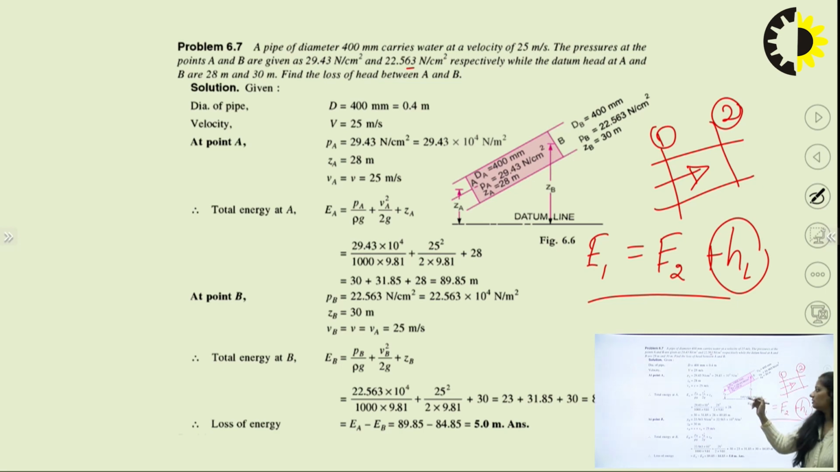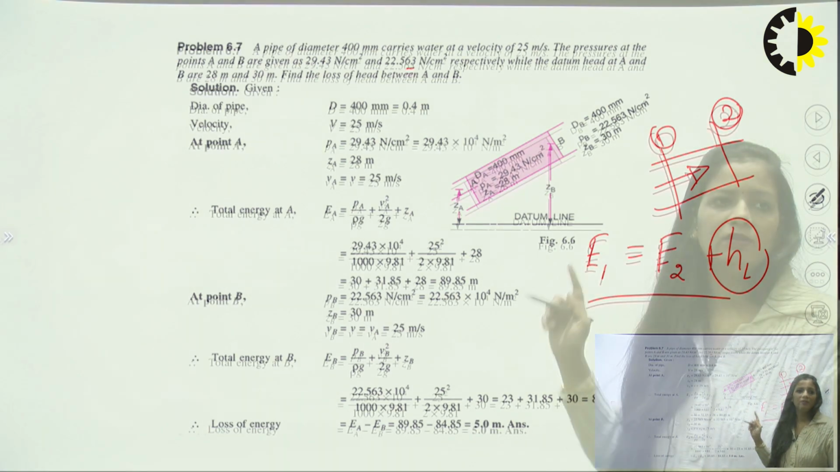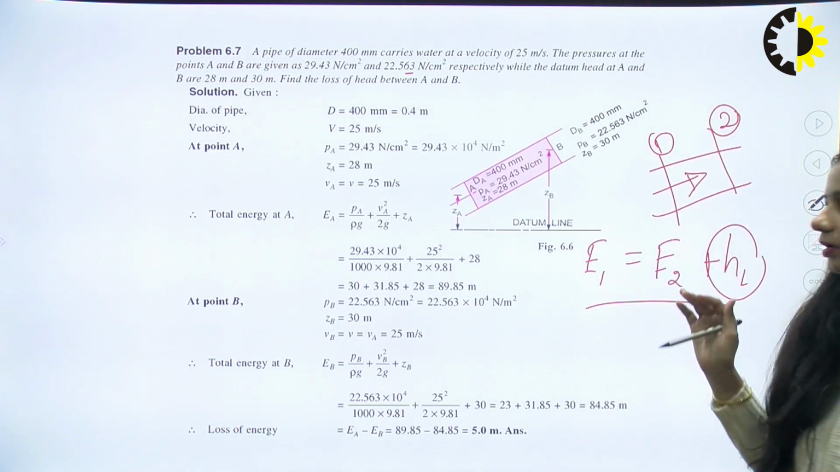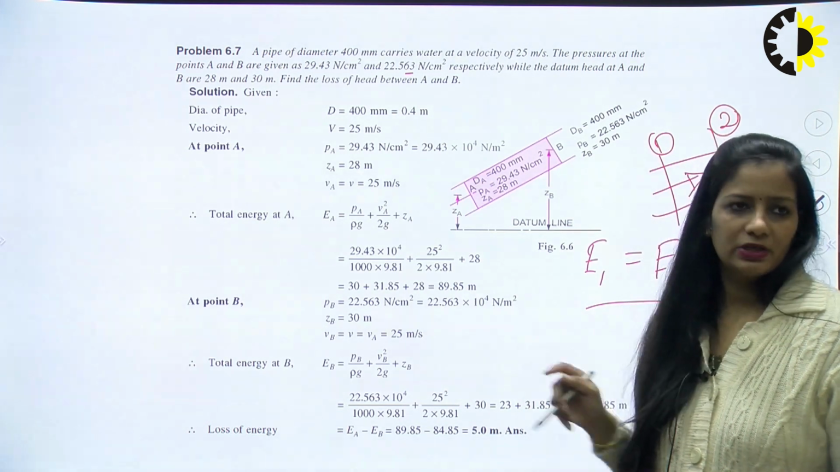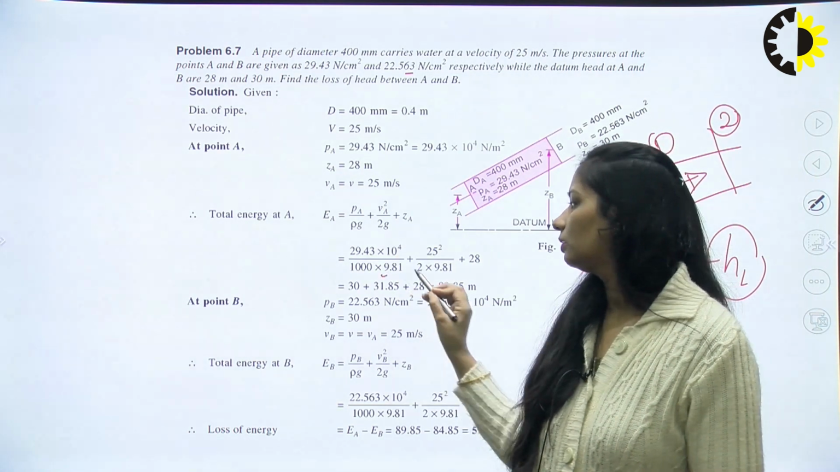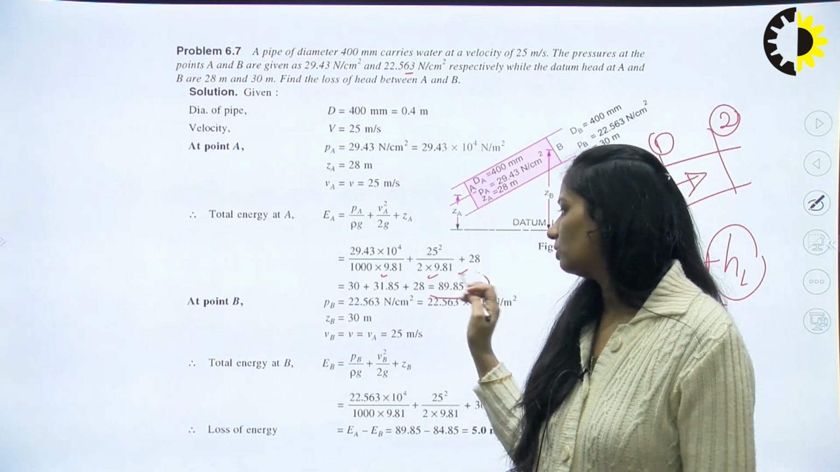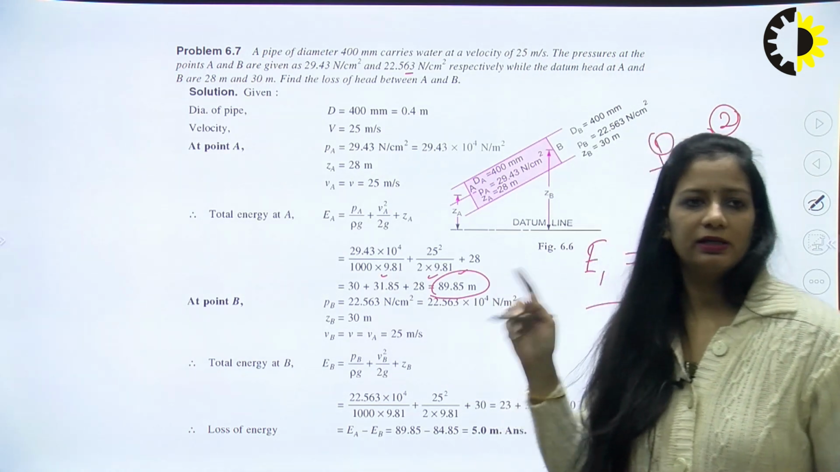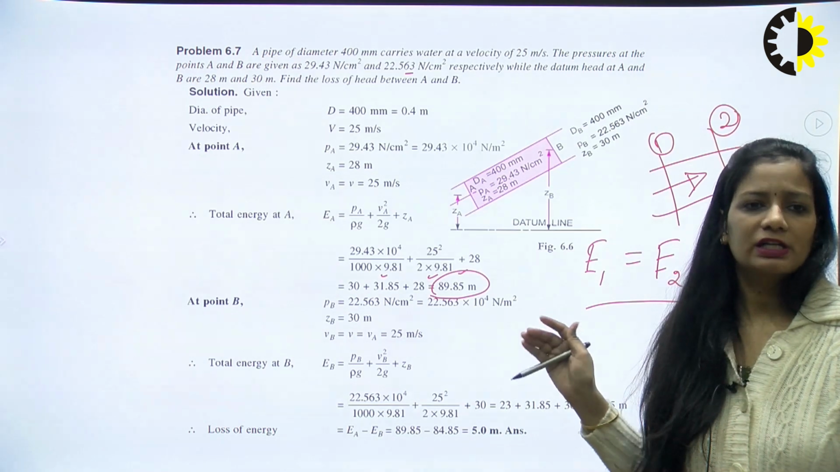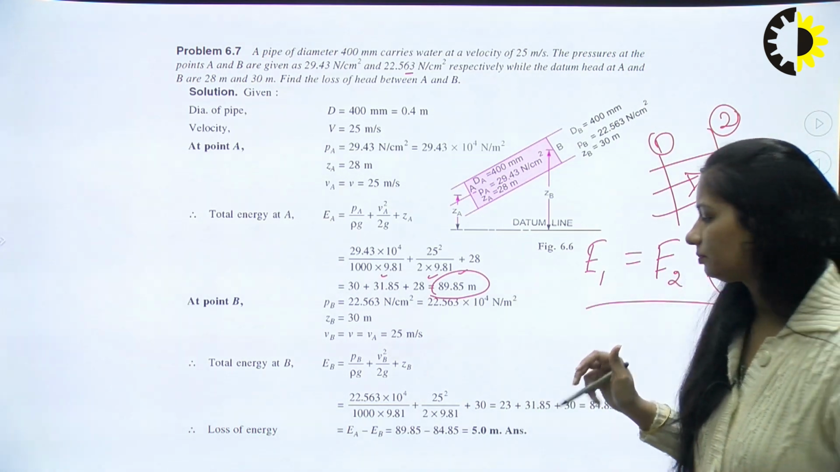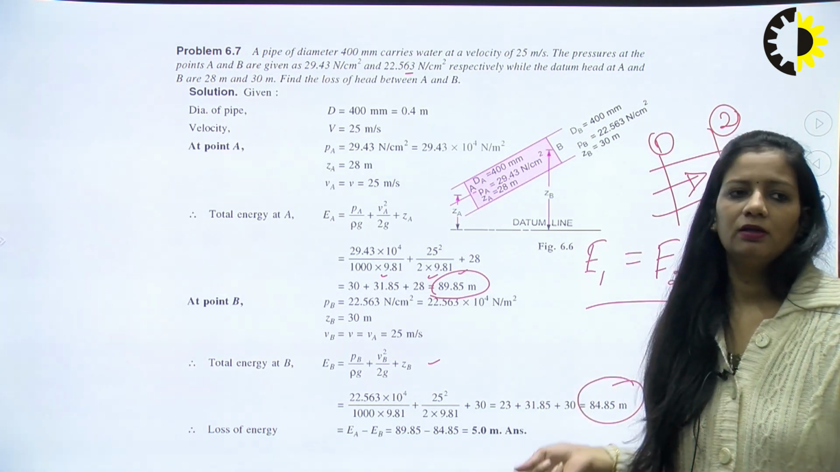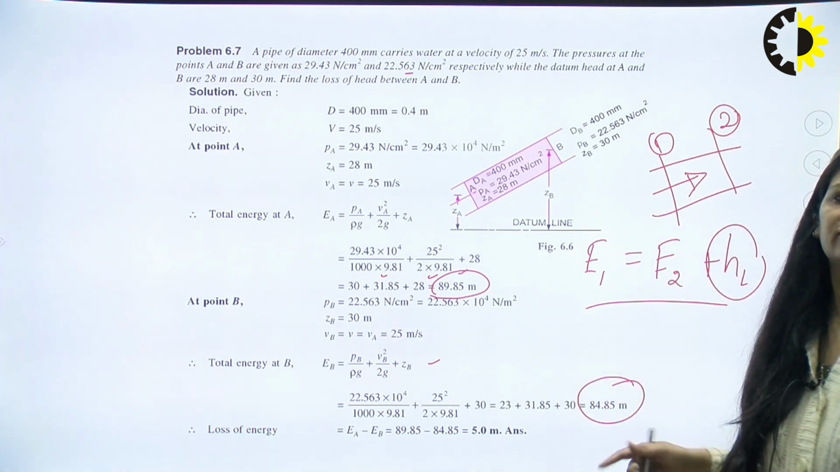Now again we go to that particular problem. Here D is given as 0.4 meter, velocity is given. You need to calculate in the same way. How are you going to calculate the energy at section A? Simply pressure head plus velocity head plus datum head. Put the values in this form and you are going to get EA as 89.85. Similarly, solve for section number 2 or point B. We are going to get the total energy at point B as 84.89.